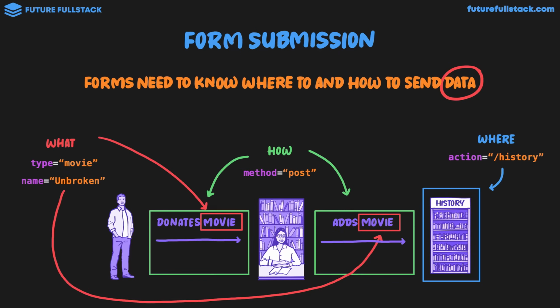Hopefully this library analogy is able to help you conceptually understand how form attributes of method and action work together with the input attributes of type and name. So a form knows what kind of data it is sending, how it is sending it, and where it is sending it. Later on in this topic, we'll be spending an entire chapter just talking about form submission and going into more detail, so don't worry too much about it right now.